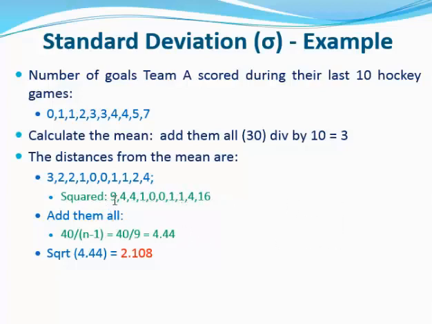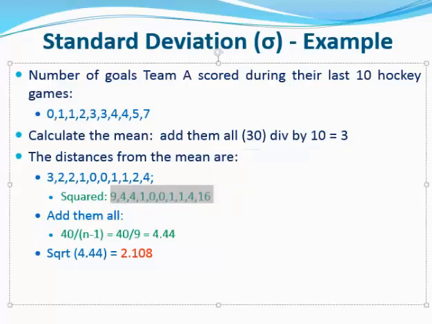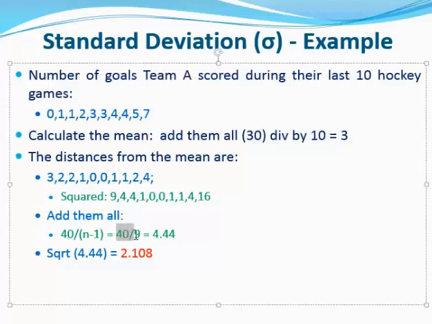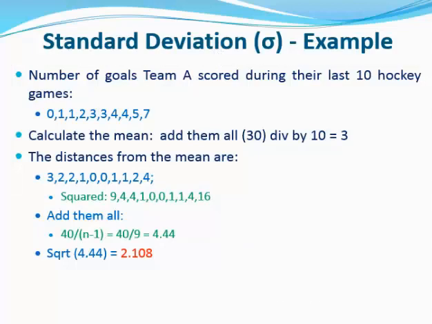Add them together. If you add all these together, again, you'll just have to take my word for it, it makes 40. Then you divide it by the number of samples minus 1. You've got 10 samples, so you subtract 1, you have 9, and 40 divided by 9 is 4.44. You take the square root of that, which you would have to use a calculator for, and the answer is 2.108.